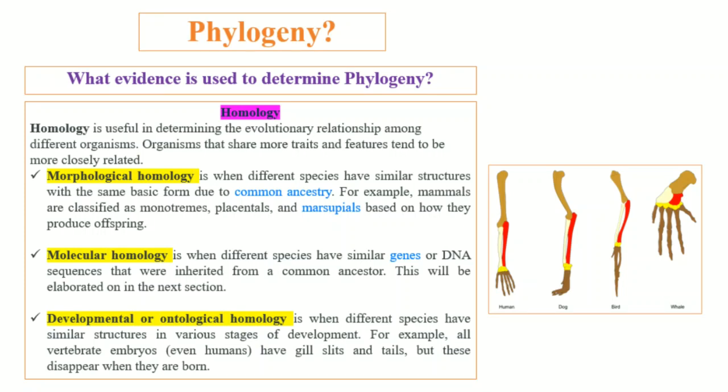Next, developmental or ontological homology is that during the developmental period or development of embryo, different various stages of development are similar in different species that are related to each other. For example, the vertebrate embryos, including humans, they possess gill slits and tails during their embryonic development. So the gill slits and tails disappear in terrestrial forms, but in aquatic forms such as fishes, these do not disappear. So ontogeny is the recapitulation of phylogeny.